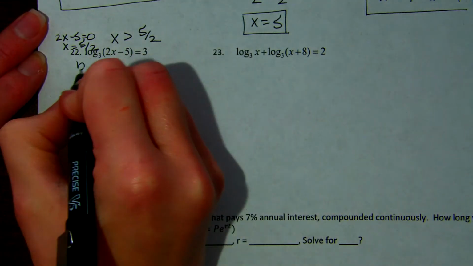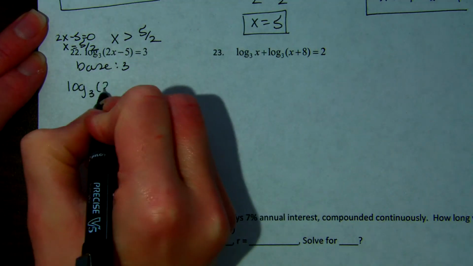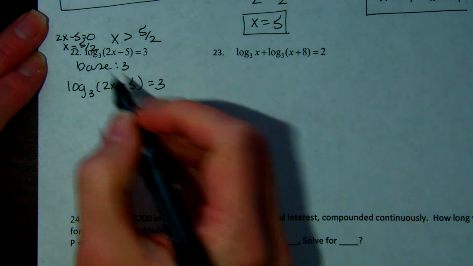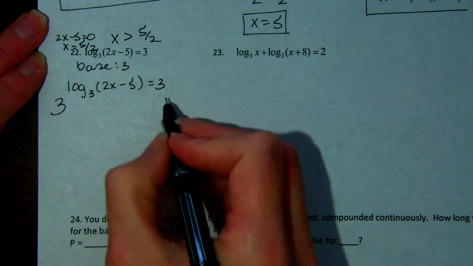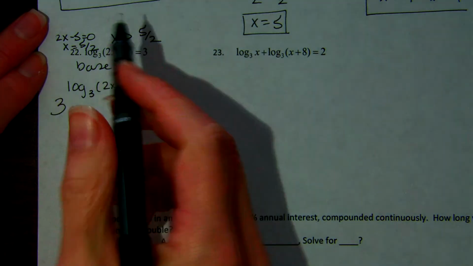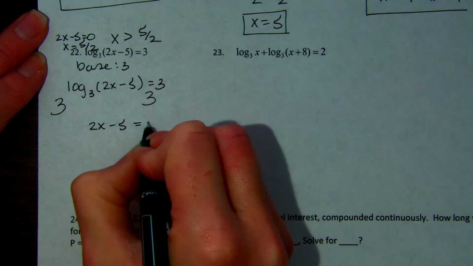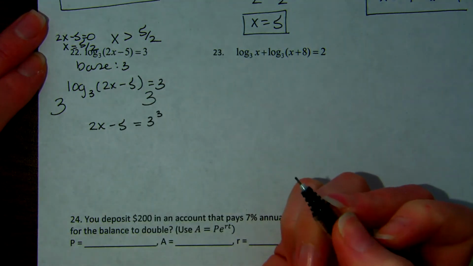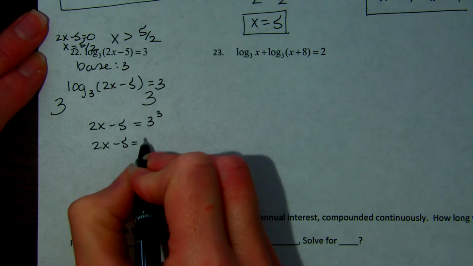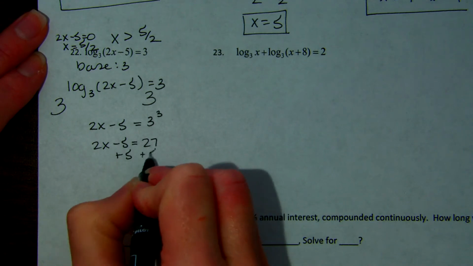Now, in order to solve this, we have a base of 3. So this is log base 3 of 2x minus 5 is equal to 3. And because my base is 3, that's the base I'm going to use when I make the log an exponent. And remember, we have to do it to both sides. This side simplifies to 2x minus 5. And this is 3 cubed. And we know what 3 cubed is. It's 27. So 2x minus 5 is equal to 27. And then solve for x.